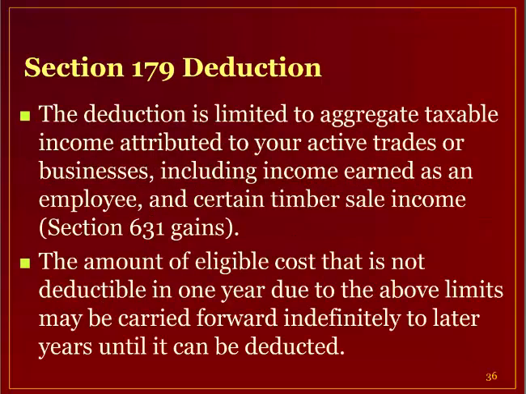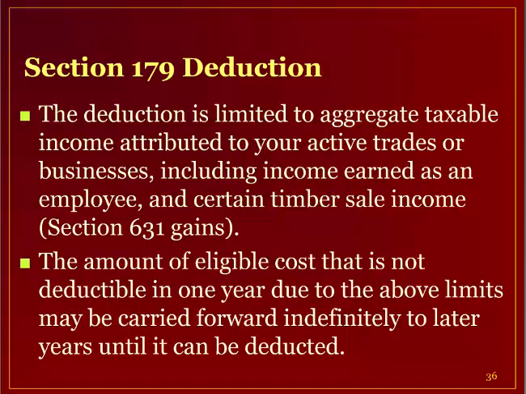Also, you've got to remember that this deduction is limited to aggregate taxable income attributed to your active trades or businesses, including income earned as an employee and certain timber sale income. So if you're going to take the Section 179 deduction, you do have to have income that matches that. But that income is not just income from your trade or business and timber. It can include all your income from all these other sources, such as income that you earn as an employee.